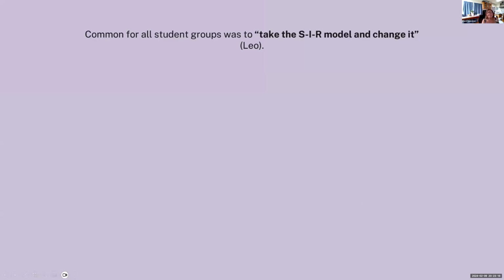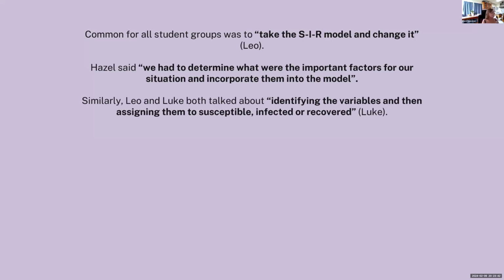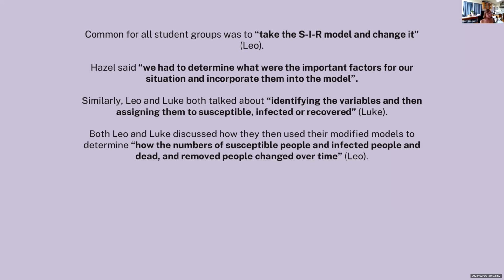Now, I didn't collect anything about the mathematics from the students for this particular case study, but I did do interviews, and what came through in the interviews, common to all the student groups, was that they were taking the SI model and changing it. Hazel said, we had to determine what the important factors for our situation were and incorporate them into the model. Luke and two other students said they identified the variables and then assigned them to susceptible, infected, or recovered. The same students went on to say how they used their modified models to determine the numbers of susceptible, infected, and dead, and removed people, and how removed people changed over time.